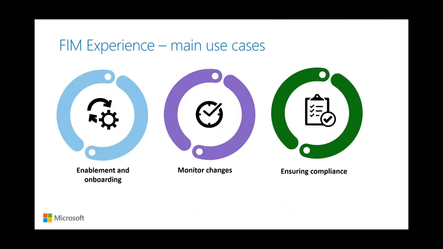So what is included in the FIM experience? We divided it into three main use cases. First, we have the enablement and onboarding to file integrity monitoring. This is something that is configurable. You need to define which files, paths, and registries you want to monitor. The second experience that you will use FIM for is to monitor these changes. After we apply the rules that you configured, you can see all the changes over your environments, including a lot of information that will help you investigate and understand whether the file change is indeed malicious or suspicious.